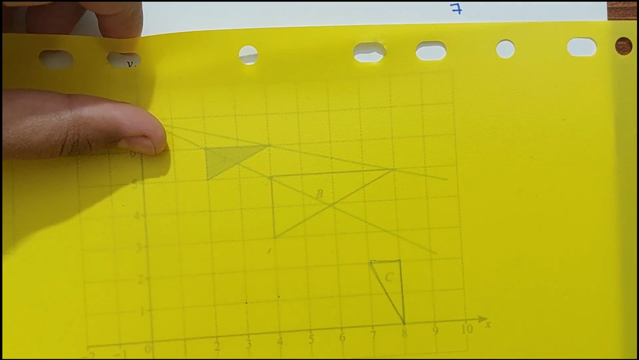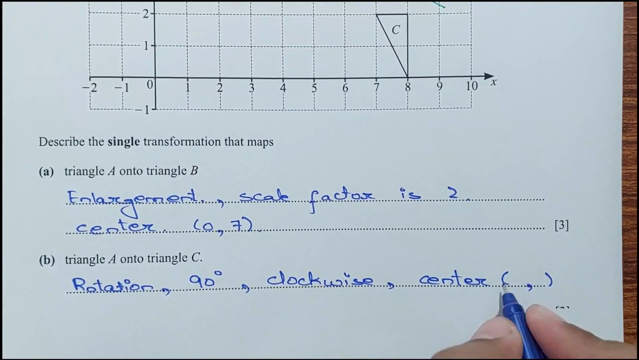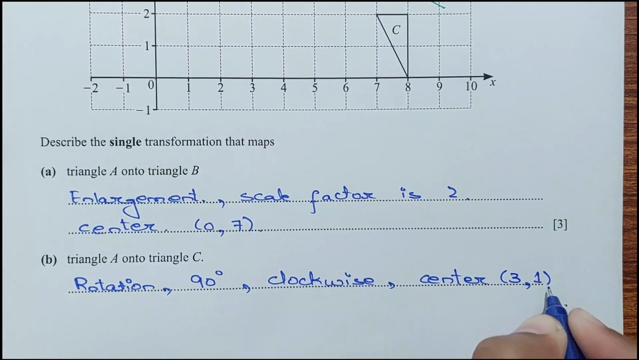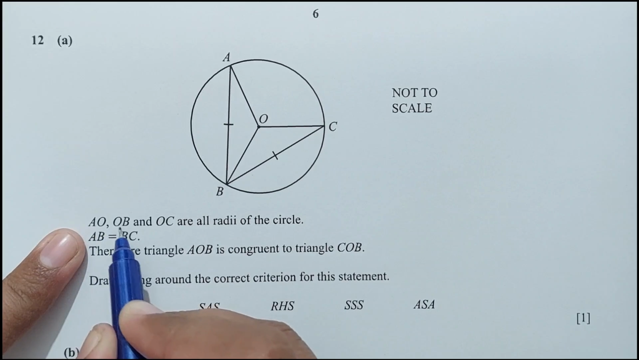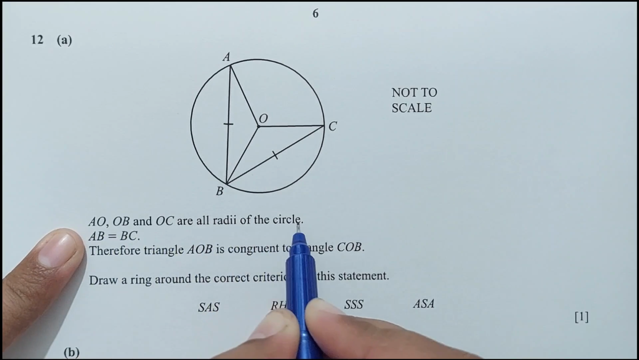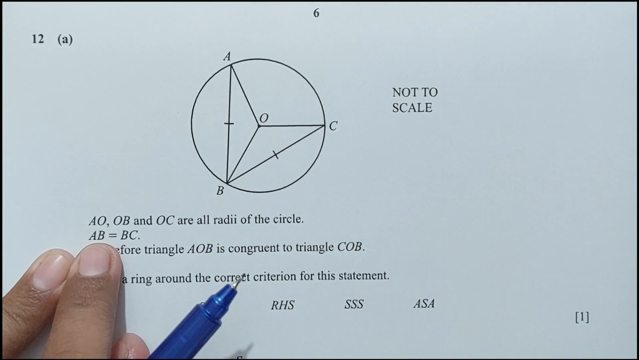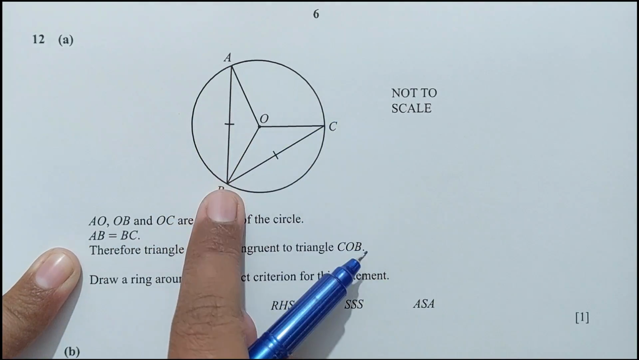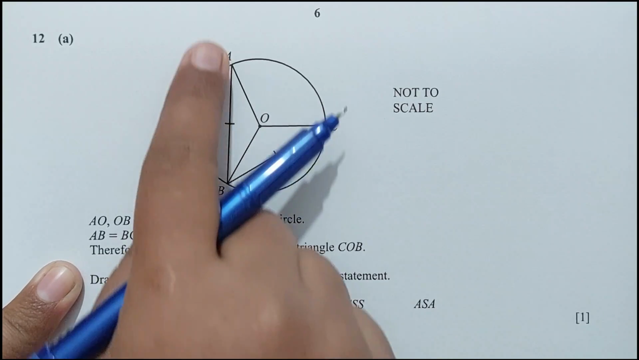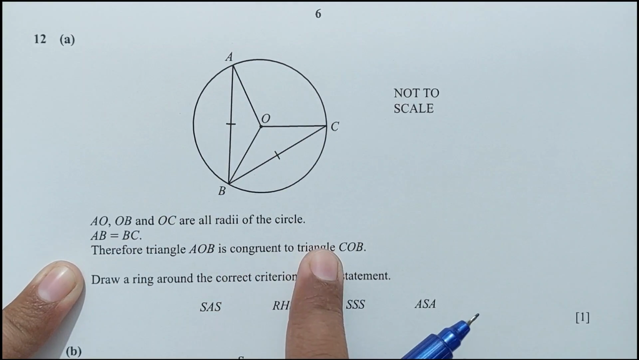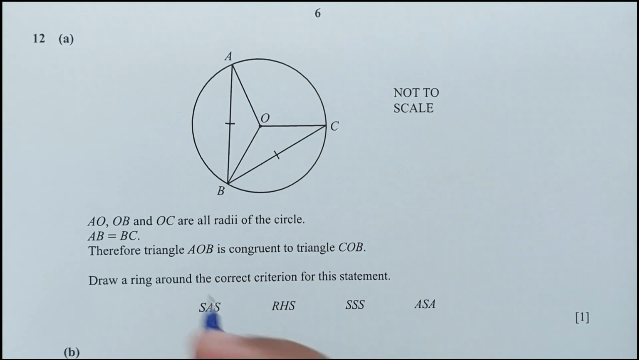Yes, the center should be (3, 1), right? The center is (3, 1). Question number 12, part A. AO, OB and OC are all radii of a circle. OA, OB and OC, right? AB equals BC. AB and BC, these two are the same. Therefore, triangle AOB is congruent to triangle COB. These two triangles are congruent, right?